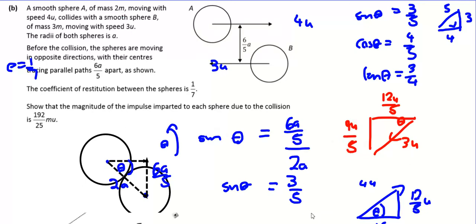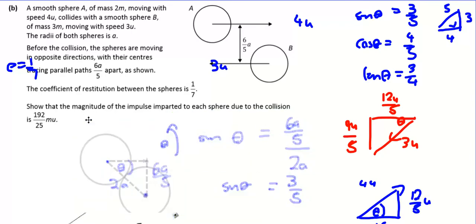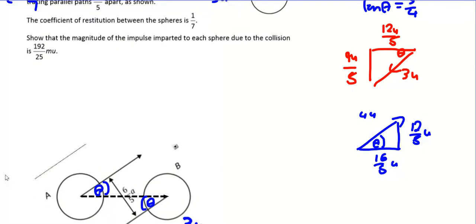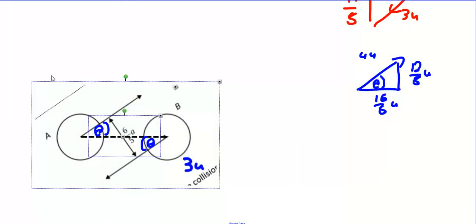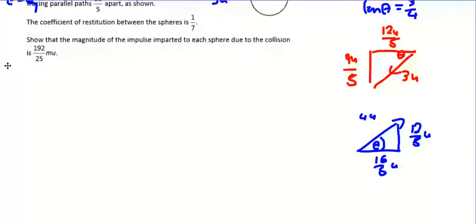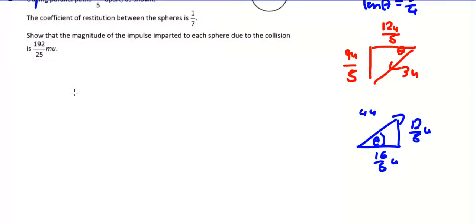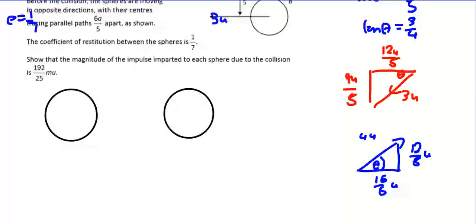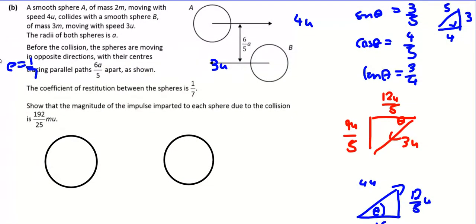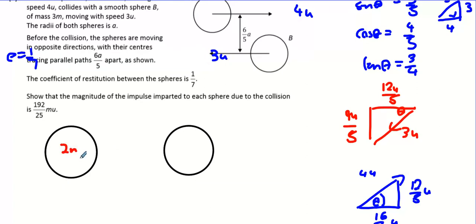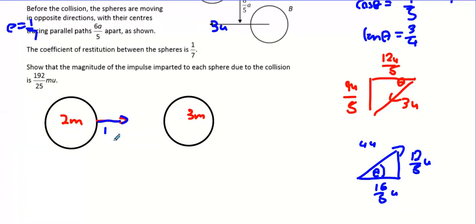Okay, so next we're going to do PCM and NEL using this. Now we're going to do a before and after picture. I can now get rid of that, I have everything I need from it. So the before picture looks something like this, and the after picture. This one's mass 2m, the other one's mass 3m. This one's going across at 16u over 5 and is going upwards at 12u over 5.